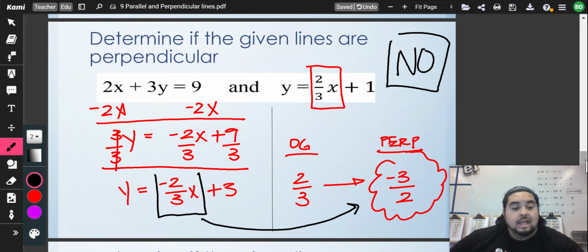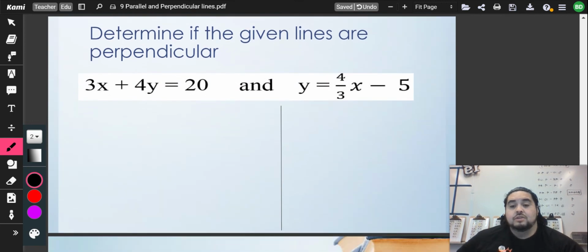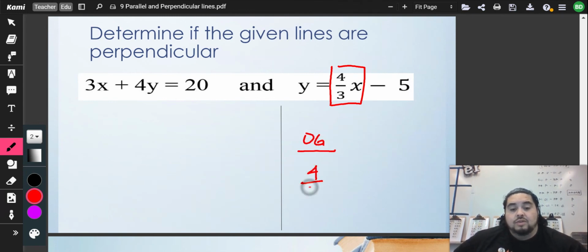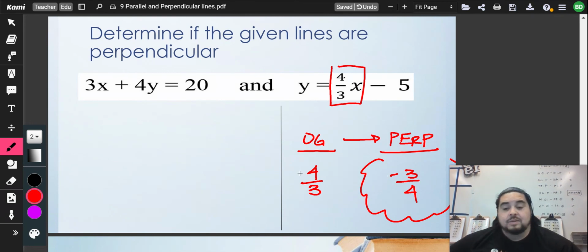Let's look at our last example. Determine if the given lines are perpendicular. We're going to do the same thing. We're going to start out with the line on the right side, that's in slope-intercept form. This is going to give us a slope of 4/3, but again, that's our original slope, 4 over 3. I don't want that. I'm looking for the perpendicular slope. So I'm going to flip it over. It becomes 3 over 4. And then I change the sign, so now it's negative. This is the slope I want if the lines are actually perpendicular.